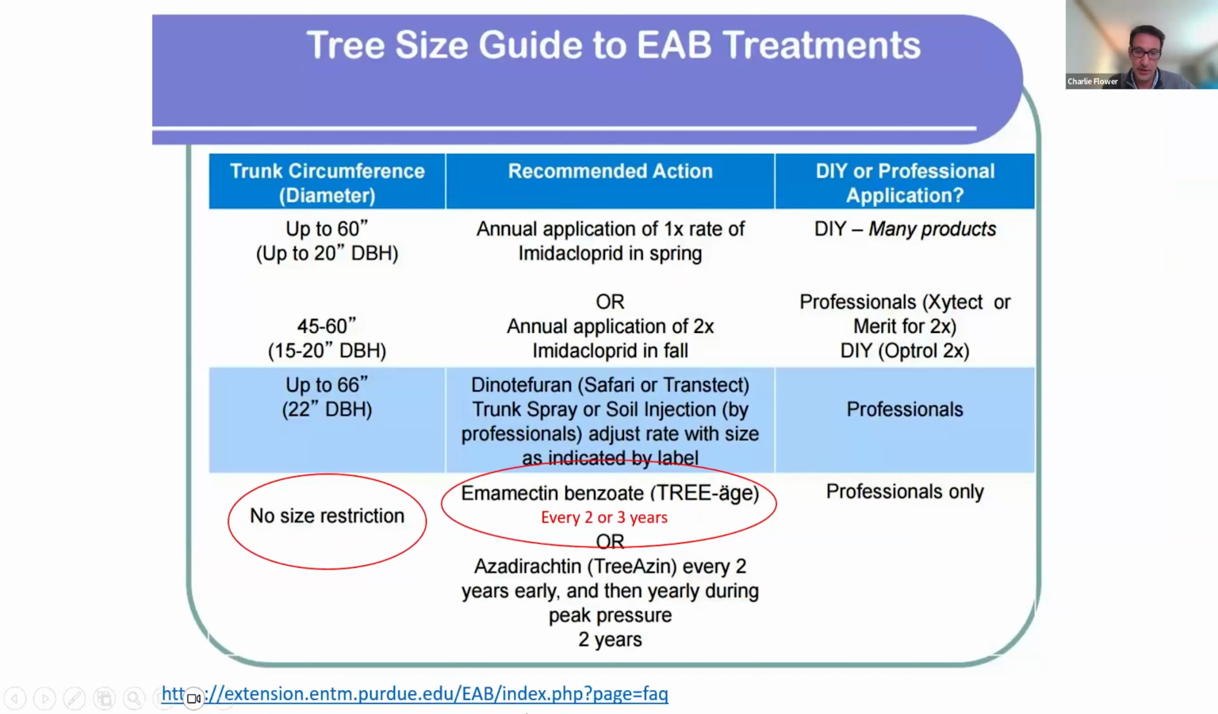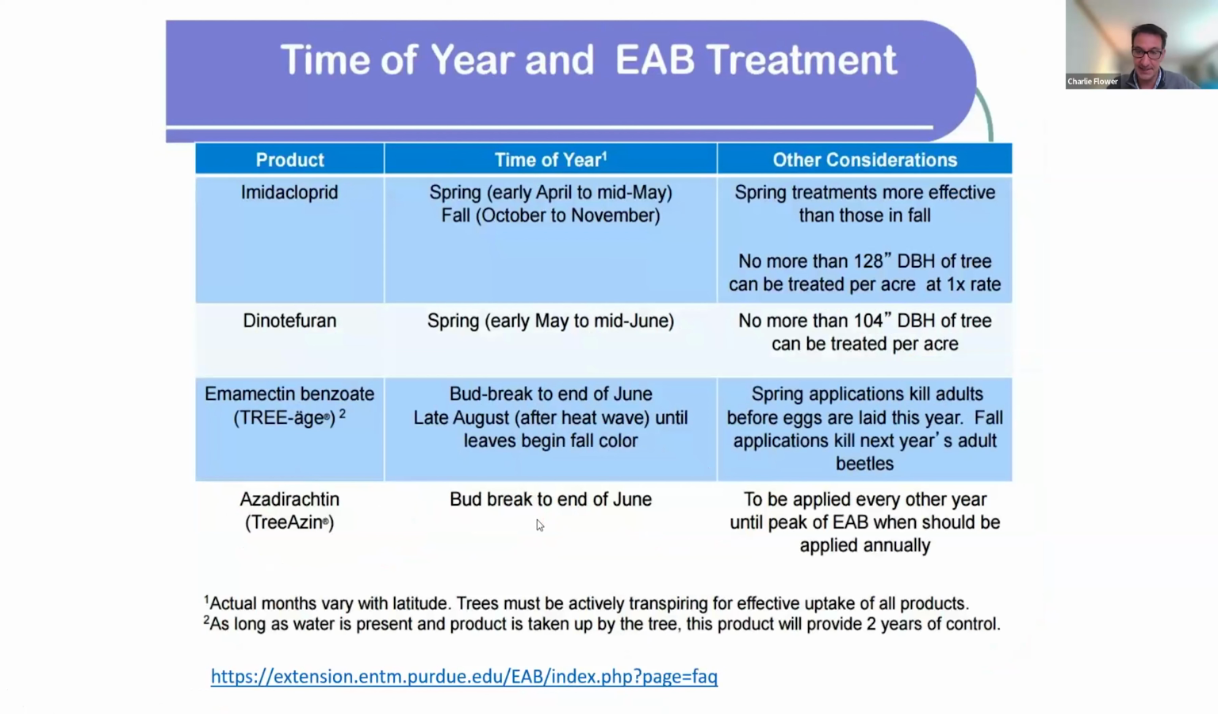So, one of the ones that we've used is this emamectin benzoate. And so we use it every 2 to 3 years early on. You can use it 3 years before emerald ash borer really flares up in a site. Once it really flares up, you probably want to kick it to 2 years. And so that's a basal injection, and sadly necessitates some specialized treatment in some capacity.